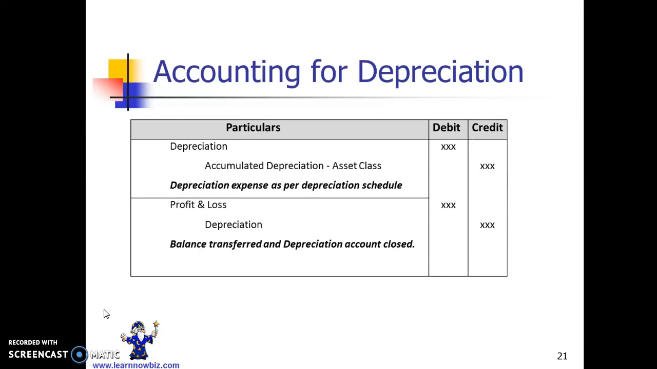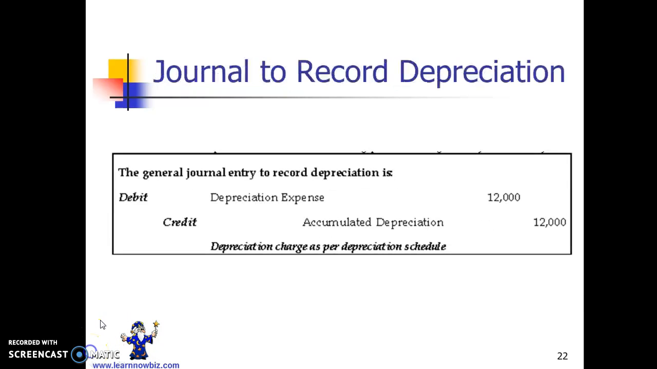Now let's have a look at the accounting entries for depreciation. You see that depreciation is debited because of an increase in expense. Accumulated depreciation is credited because it's a decrease in liabilities. The next journal entry involving profit and loss, we're going to ignore at this stage because it's going to be covered later on in the course. Now here's the journal to record depreciation. You see the amount here is 12,000.